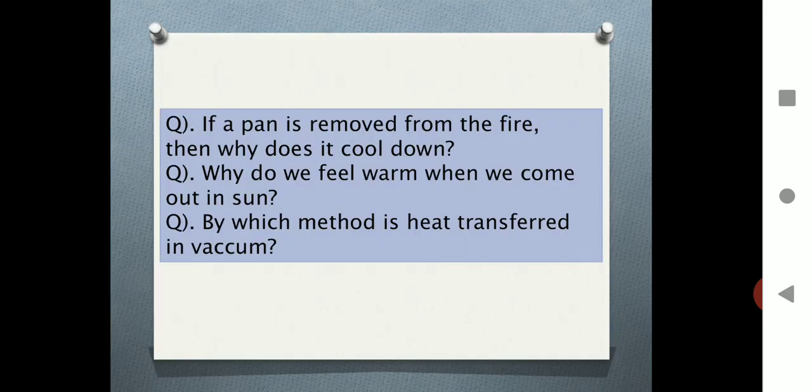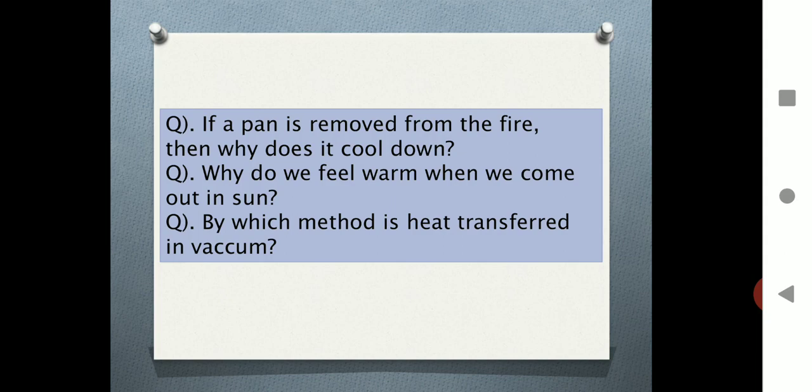Now let us answer a few questions based upon what we have learned so far. The first question says, if a pan is removed from the fire, then why does it cool down? So anything, not only a pan, if you were initially heating it above fire and then you remove it from the fire, after some time that object becomes cooler. So why is it so?